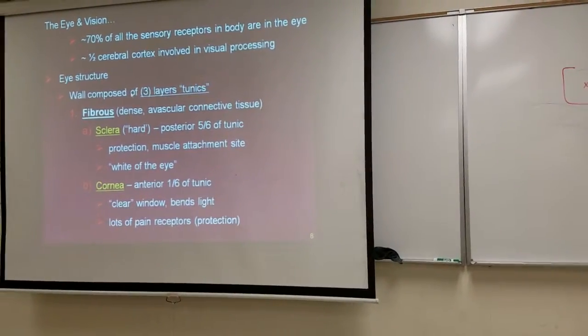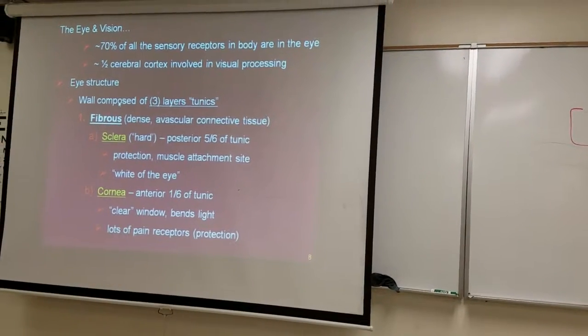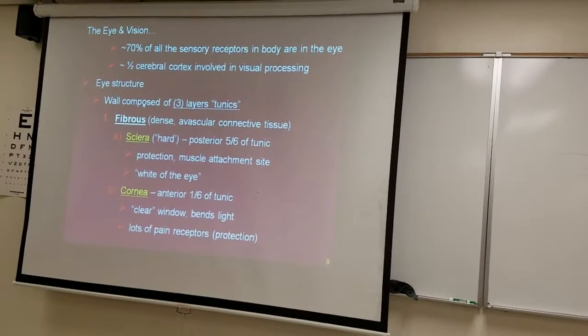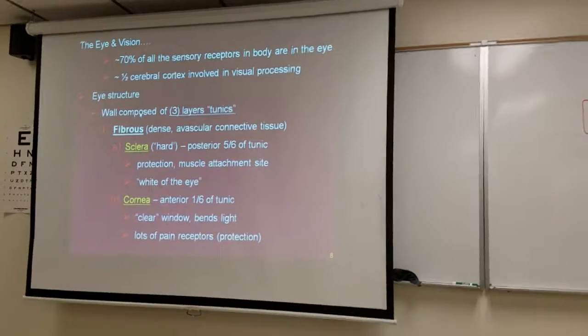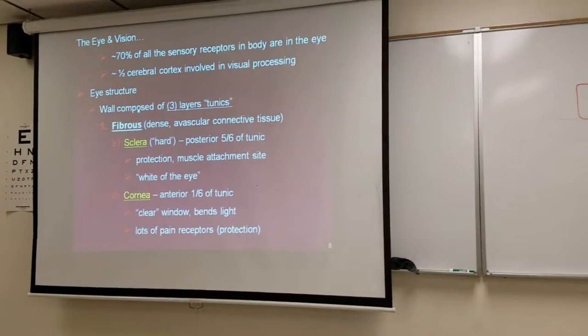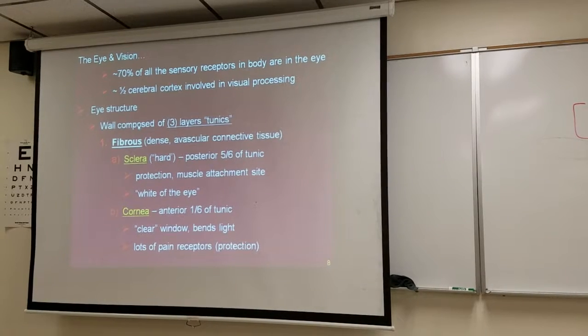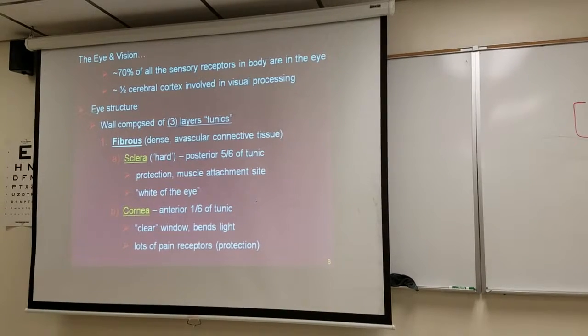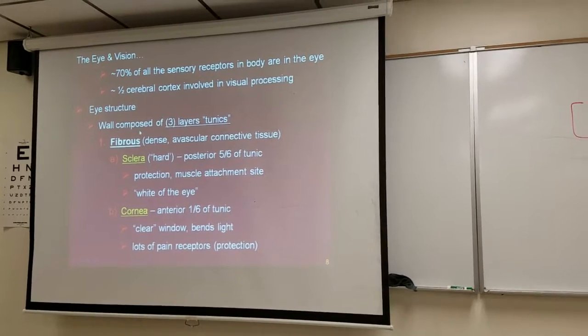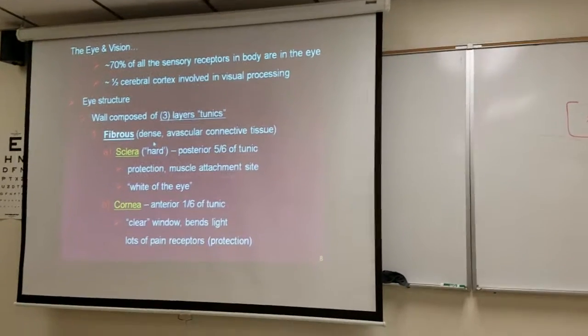Eye structure. So you have a wall, and then you have a hollow interior. Right? So the wall of the eye has 3 layers, and then the inside, which is where you have this huge open space, filled with fluid. So we'll look at the wall first, after break.